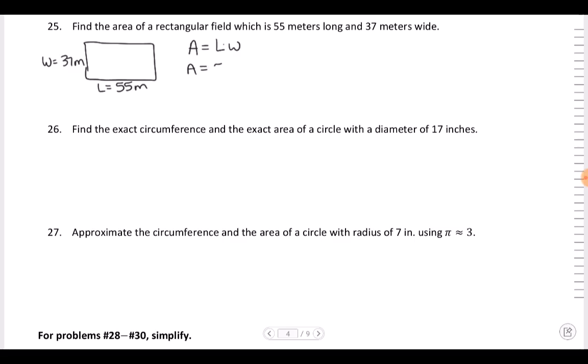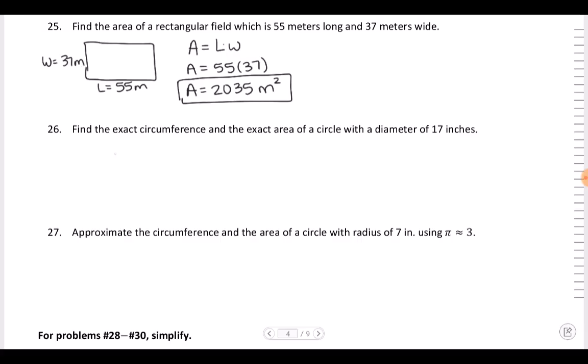Area equals 55 times 37. And 55 times 37 is 2,035. And then we're going to do meters squared. All right. Let's see here. I just want to verify that that is in fact true. Yep, sure is.